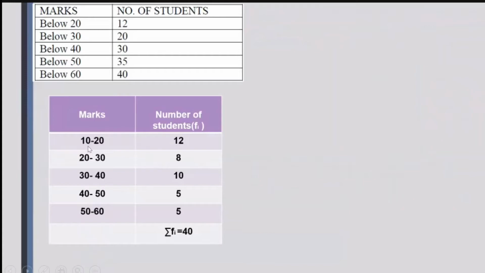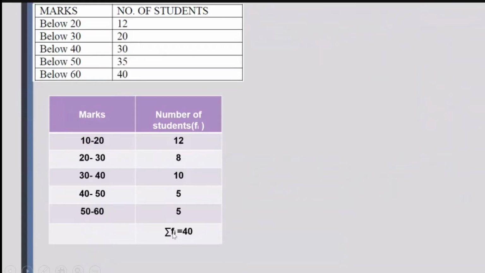The class intervals are 10 to 20, number of students is 12; 20 to 30 is 8; 30 to 40 is 10; 40 to 50 is 5; 50 to 60 is 5; and the total sum hence comes out to be 40.